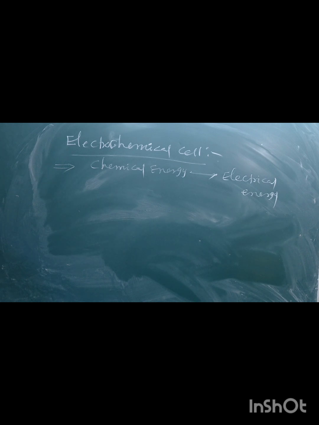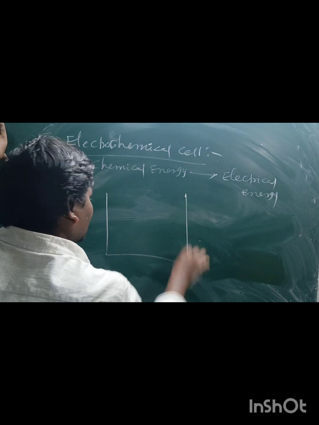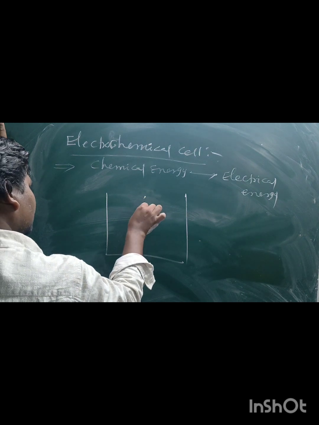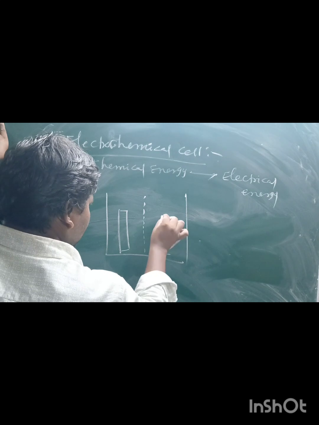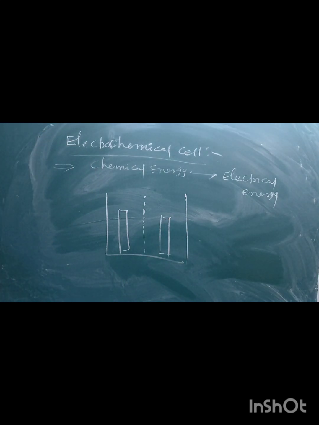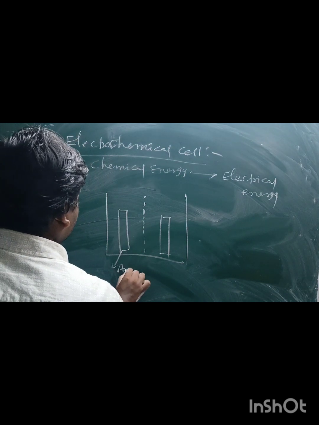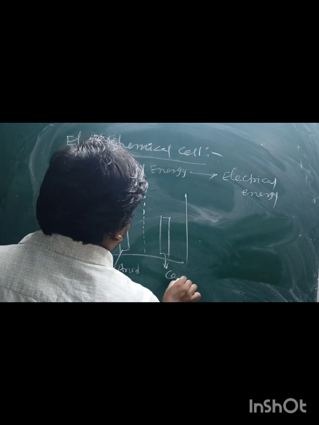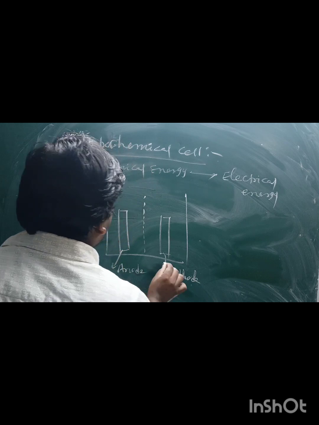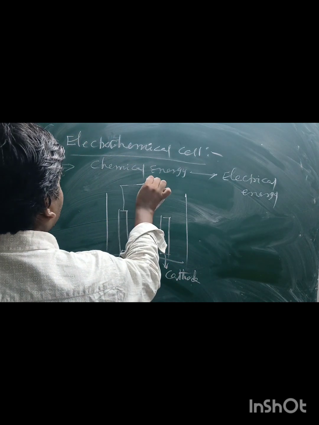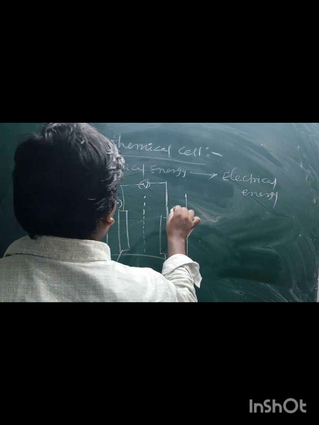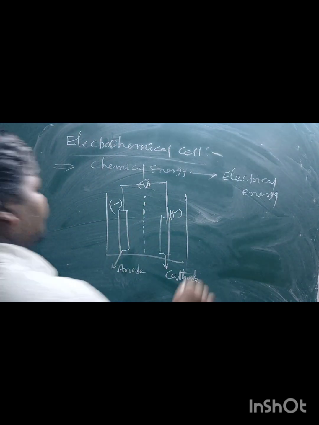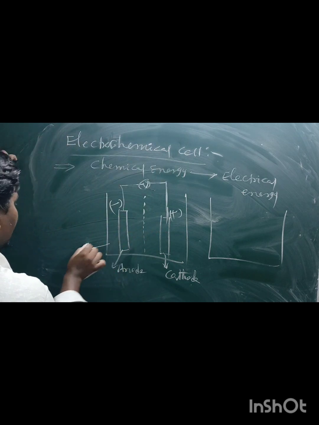You can observe the diagram here. There are two chambers over here. This is the anode. This is the cathode. It is connected to the voltmeter. Here it is carrying negative, here it is carrying positive. Before, the electrolytic cell; this is the electrochemical cell.